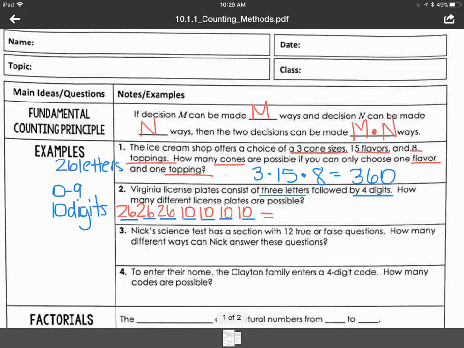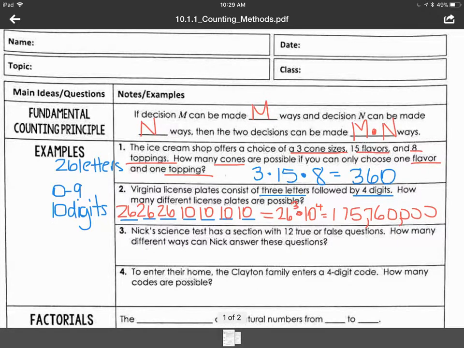If you want to use a power, you can. That would be 26 times itself 3 times, so 26 to the 3rd, times 10 times itself 4 times, so 10 to the 4th. Let's see, I gotta think about where my commas would go here. That's 1 7 5 7 6 and then 4 zeros. So 175,760,000 different license plates in that configuration.